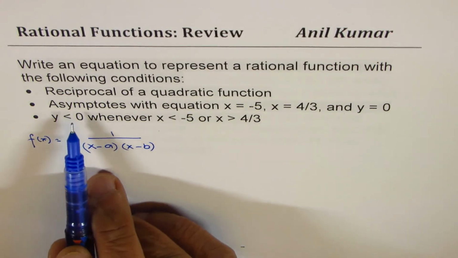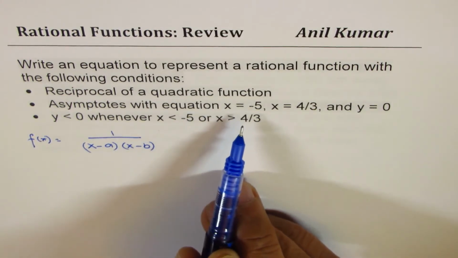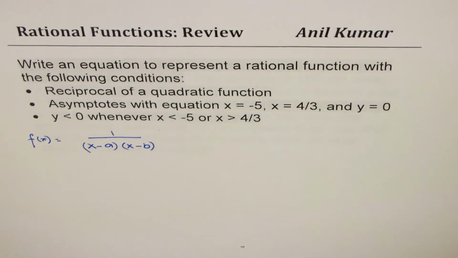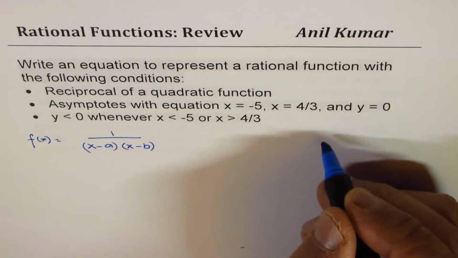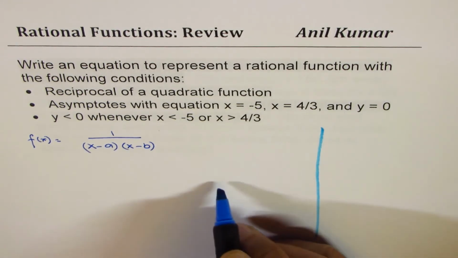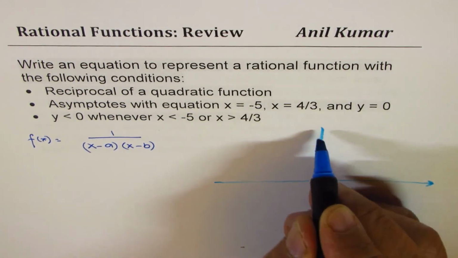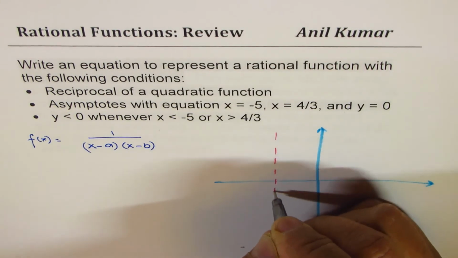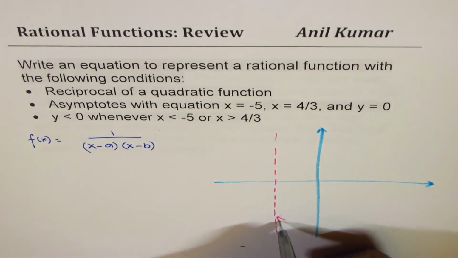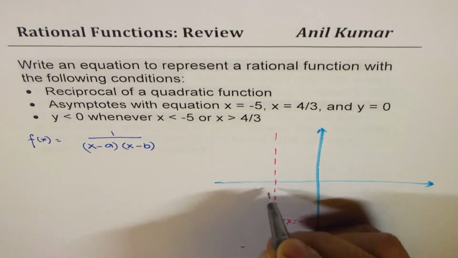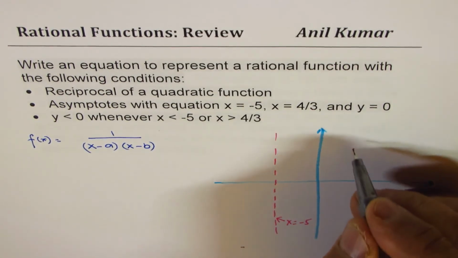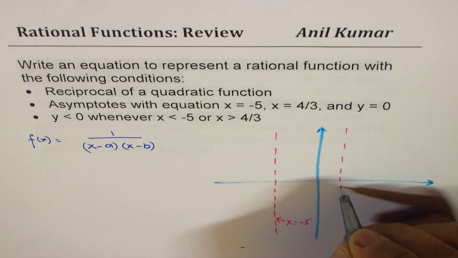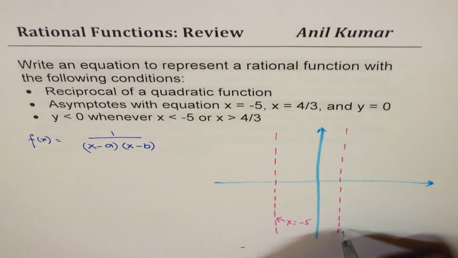Now, it says equation with asymptotes at these points. So let's try to sketch and write down conditions on a graph, right? Now it says we want asymptotes x equals minus 5. That means a vertical line, right? That makes it a vertical asymptote. So we have x equals minus 5. The other one is 4 over 3, slightly more than 1. So let's say like this. So that is x equals 4 over 3.